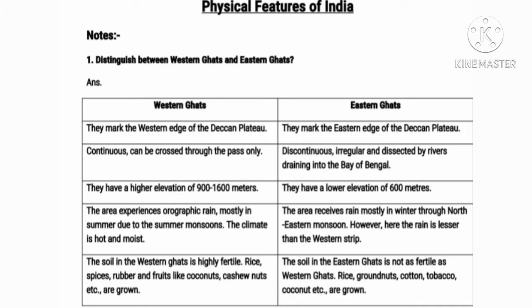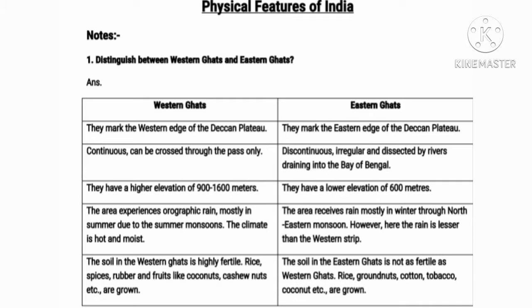In the Western Ghats, the area experiences orographic rain, mostly in summer due to the summer monsoon. The climate is hot and moist, but in the Eastern Ghats, the area receives rainfall mostly in winter through the northeast monsoon. However, the rain here is less than in the western strip. The soil in the Western Ghats is highly fertile. Rice, spices, rubber and fruits like coconut, cashew nuts, etc. are grown. The soil in the Eastern Ghats is not as fertile as in the Western Ghats. Rice, groundnuts, cotton, tobacco, coconut, etc. are grown. So tell me, what are the differences between Western Ghats and Eastern Ghats?